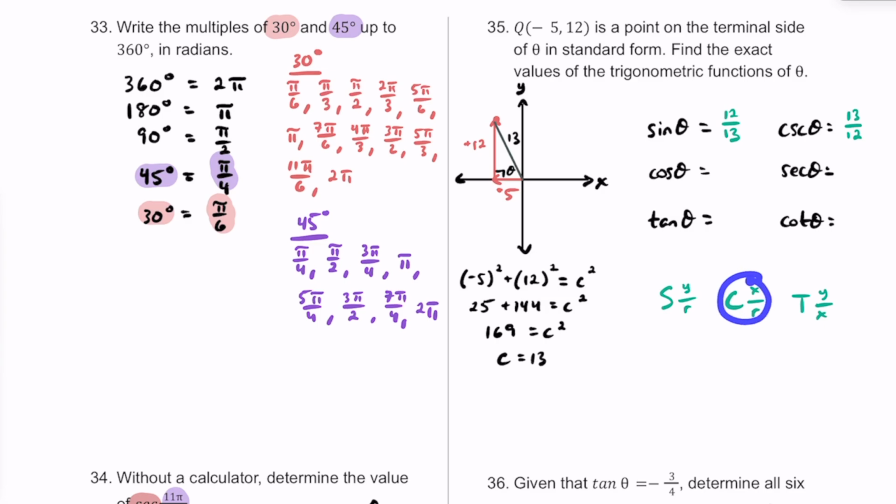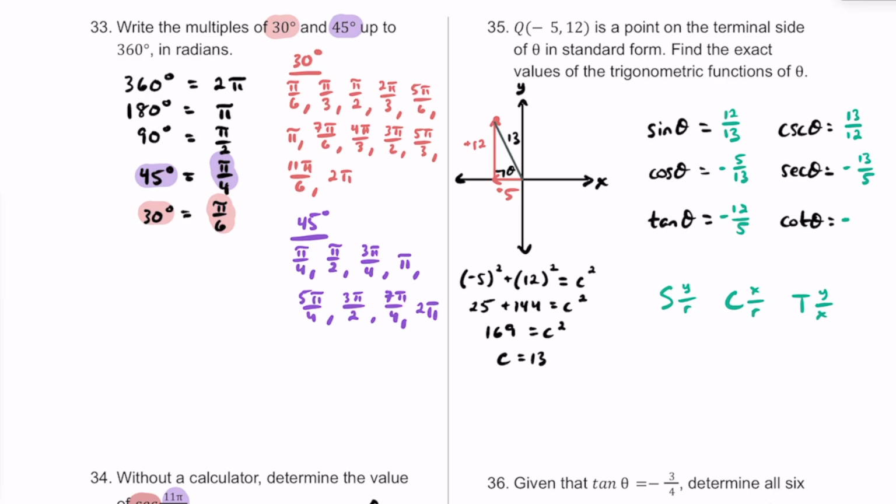Then we have cosine of theta. Cosine is going to be x over r. Here's our x value. It's negative 5 over this 13. So it's going to be negative 5 over 13. And so for secant of theta, it's going to be negative 13 over 5, right? Just the reciprocal. And then finally, we have tangent of this theta. Tangent is going to be the y value over the x value. So here's the y value, it's going to be 12, and the x value is negative 5. So we're going to have negative 12 over 5, right? A positive divided by a negative is going to be negative.